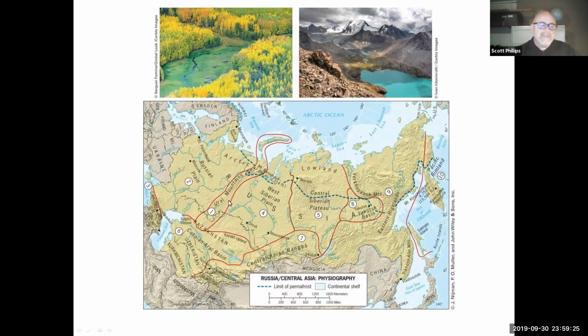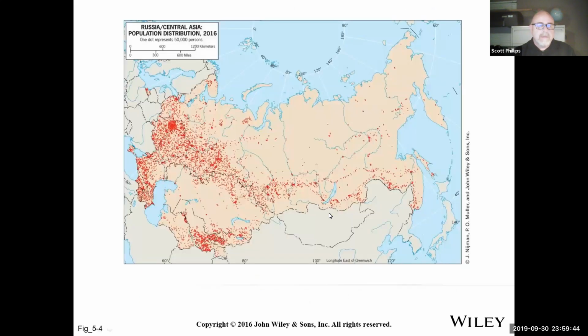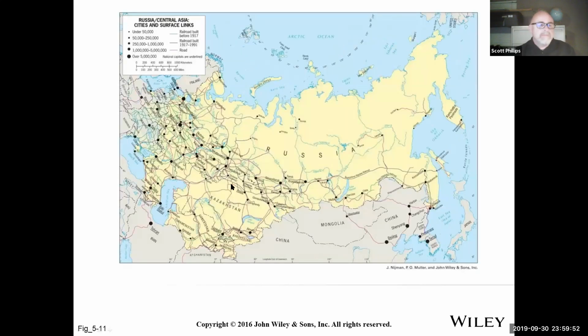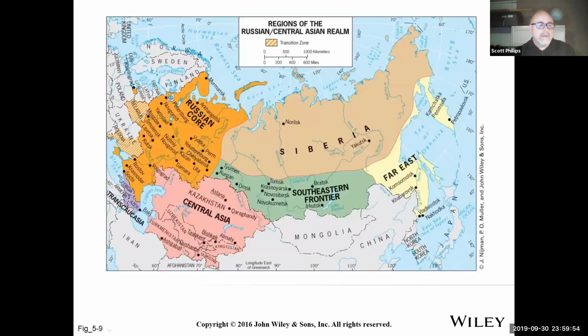When you get past the Ural Mountains into what we might generally call Siberia, you get into a much more remote and difficult physical environment of swampy forests, rugged mountains, and extremely cold temperatures. And we'll talk a little bit about that. But first, let's talk a little bit about the population of Russia, and let's include the Central Asian realms as well.